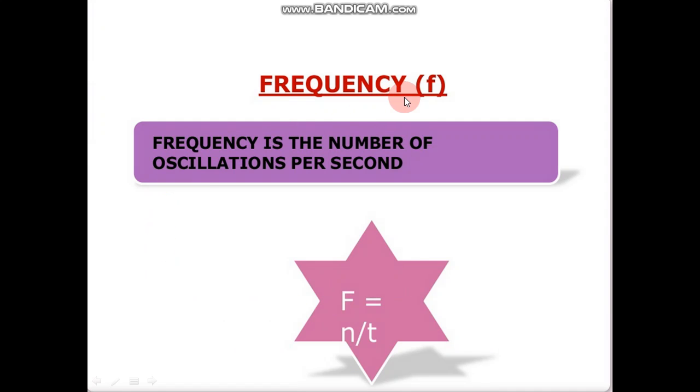Frequency. What is the frequency? Frequency is the number of oscillations per second, that is, f equals n by t. Here n is the number of oscillations, and t is the time. We know that the unit of frequency is cycle per second or hertz.